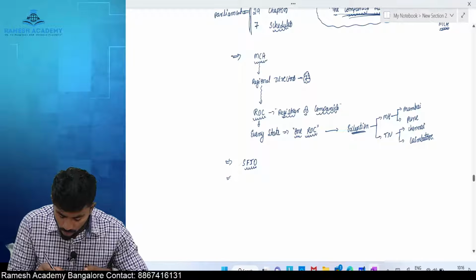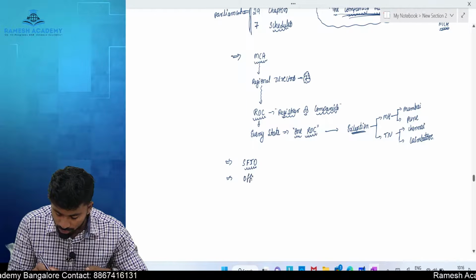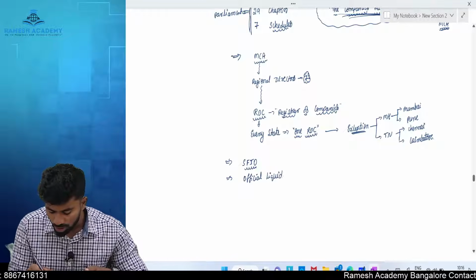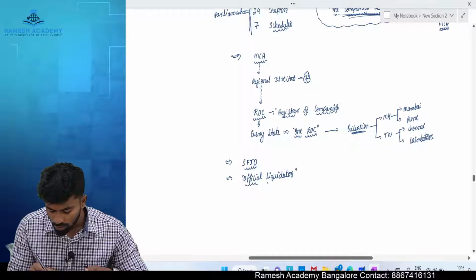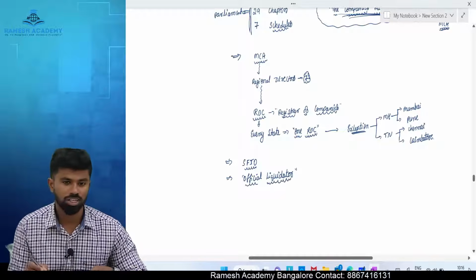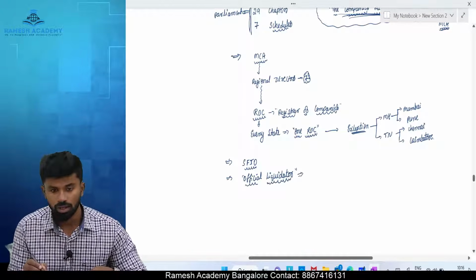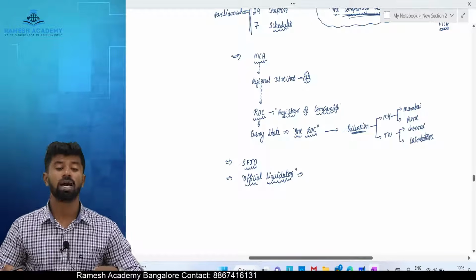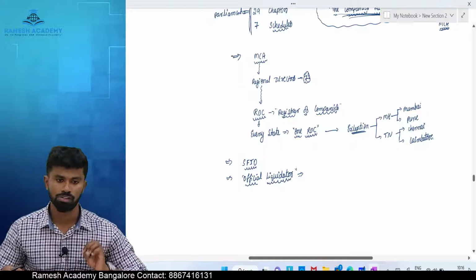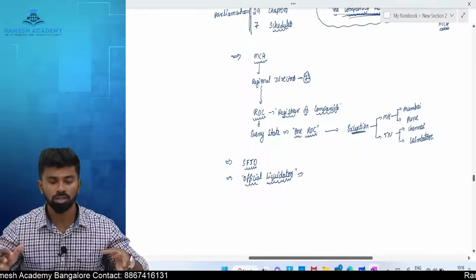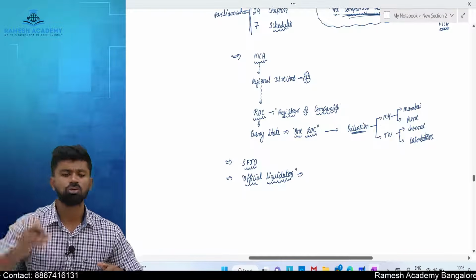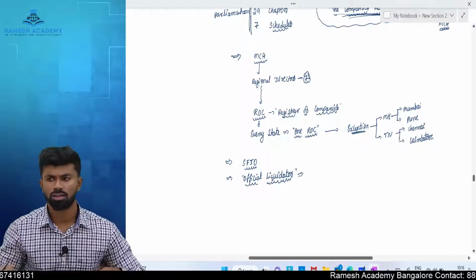Along with that, we also have the official liquidator. When liquidation of a company happens, there will be an official liquidator. We have the official liquidator's office in Bangalore, in MG Road, Rise Towers, 11th floor. If you want to close a company, you need to appoint an official liquidator. He will list out the assets and discharge the liabilities.